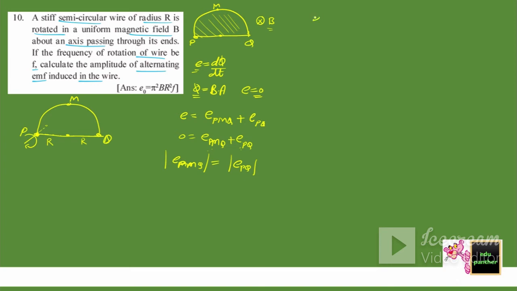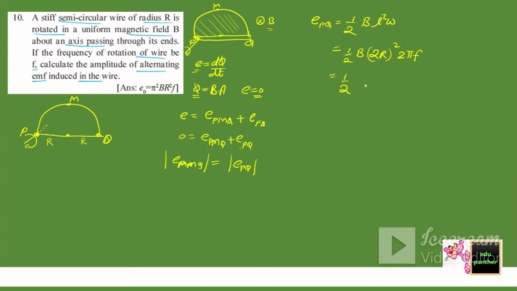Now we will calculate EPQ, that means EMF induced in this straight wire. This is simply a rod rotating about its one end, and the formula is half B L square omega. Now L is 2R, so L square is 4 R square, and omega is 2 pi F.